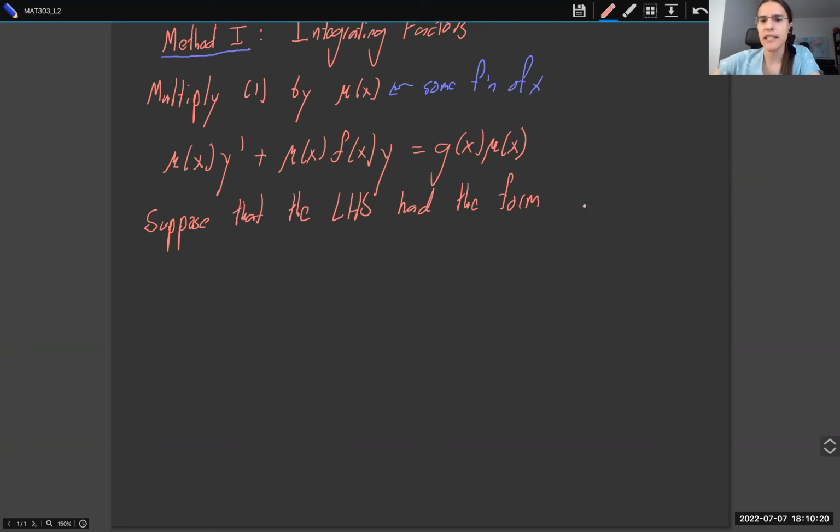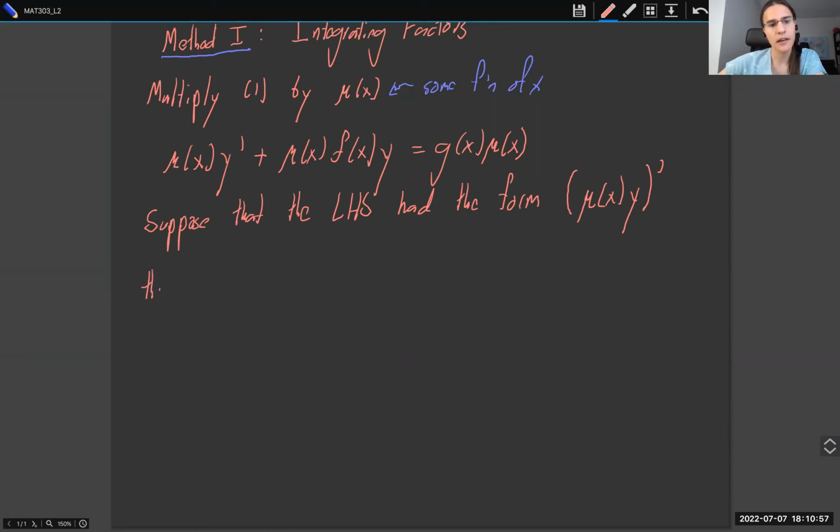So the answer is, let's imagine that it came from the chain rule. Let's imagine that we took the function mu of x times y, the product, and we differentiated that product. Then what we get is mu prime y plus mu of x y prime. So that recovers this term. And then the other term may or may not be of this form. And so we're going to choose a suitable mu so it is of that form. So suppose the left-hand side can be factored in this chain rule form as a derivative of a single term.